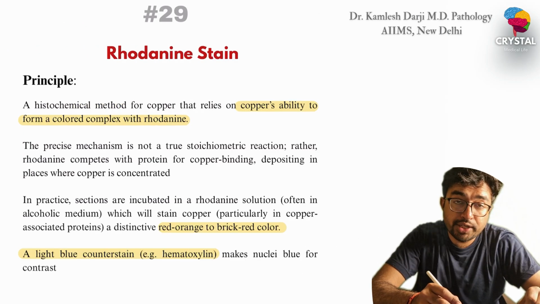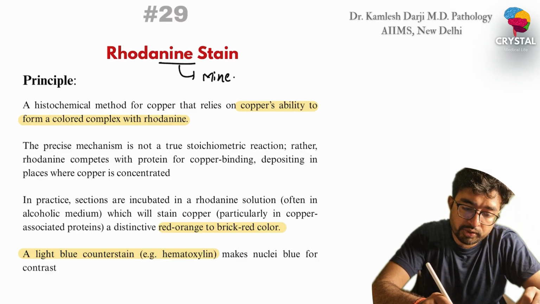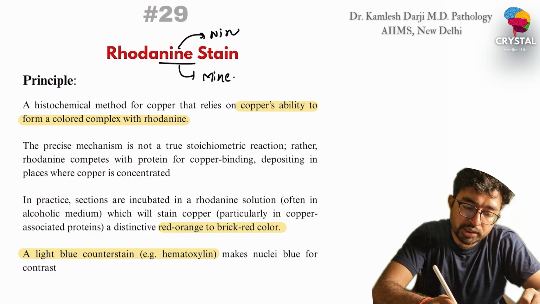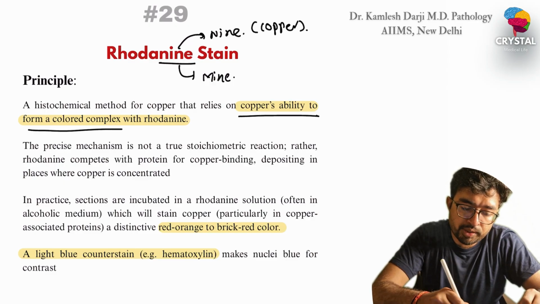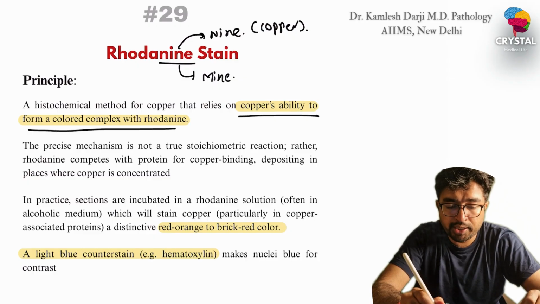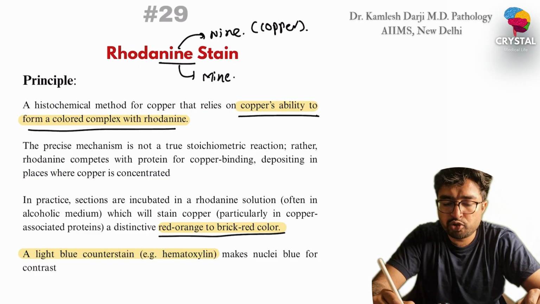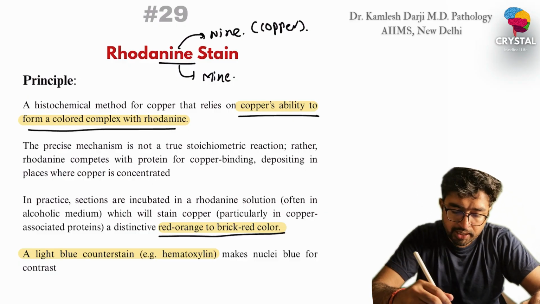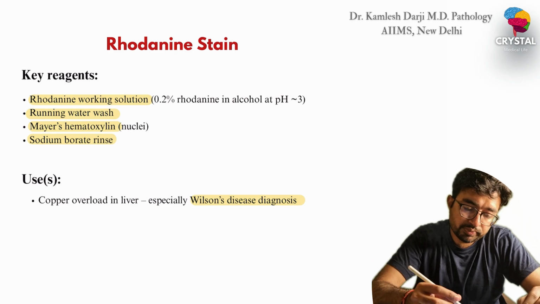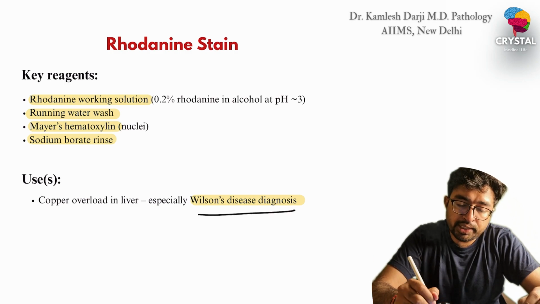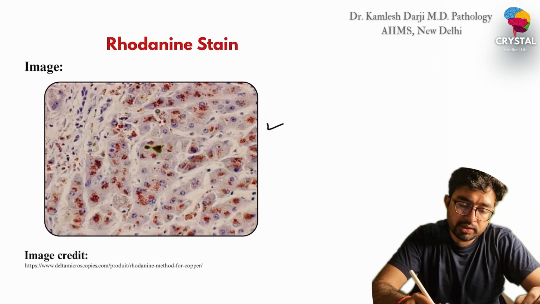Next one is a rhodanine stain. Rhodamine is used in tuberculosis and rhodanine is used for copper. So it is copper's ability to form a colored complex with the rhodanine. This is the simple principle, and it will produce red orange to brick red color. And you can use the hematoxylin for light blue color background. And you can diagnose Wilson disease from the rhodanine stain. And it looks like this.